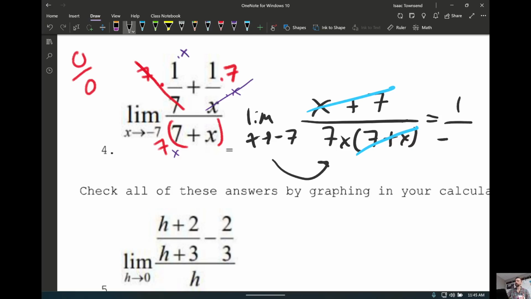plug the negative 7 into what's left behind, and since my direct substitution is not giving me 0 over 0 anymore, I can assume that that is good and finished.